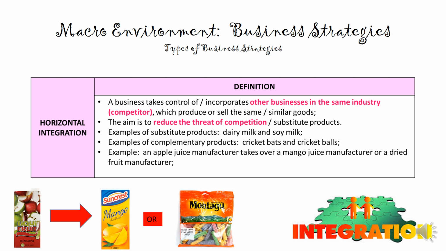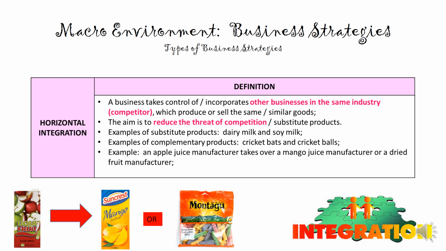All right. In the case of complementary products, these are two products that can be used together. So in order for a consumer to satisfy their needs, they would need to buy both of these products. So an example of a substitute product: dairy milk or soy milk, you're either going to use the one or the other. Example of complementary products: cricket bats and cricket balls. You cannot play cricket unless you have both.